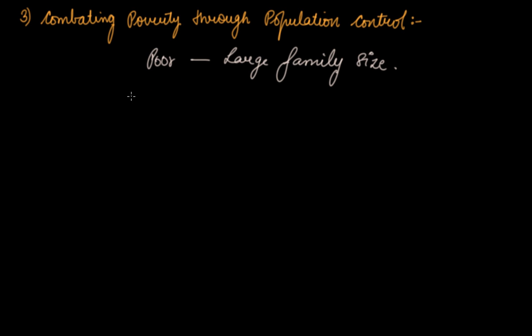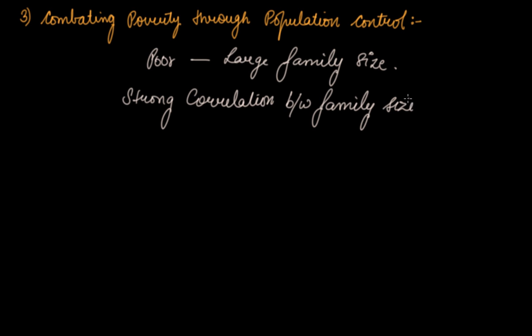The third comes combating poverty through population control, which means that the larger population also is the reason for the poverty in India, because poor people have large family size, so it is very difficult to feed the large family, so the poor person becomes poorer, and there is a strong correlation between family size and poverty.